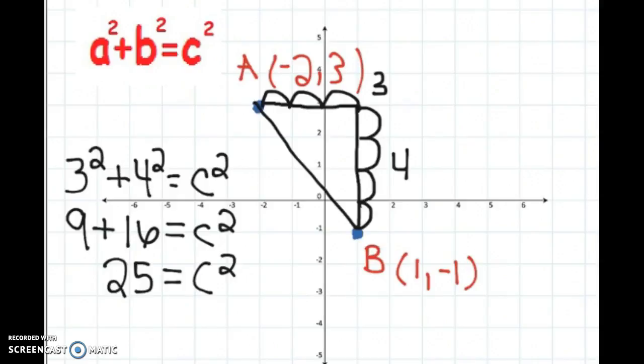At this point, we need to take the square root to figure out what c is. So we will square root both sides. We are left with c equals 5. So the hypotenuse in this triangle is 5. That means that the distance between the 2 points is 5 units.